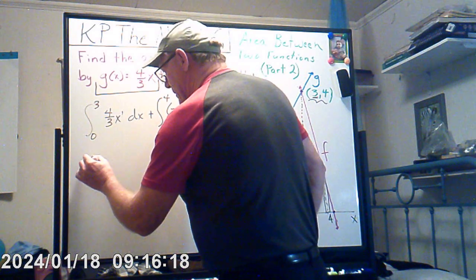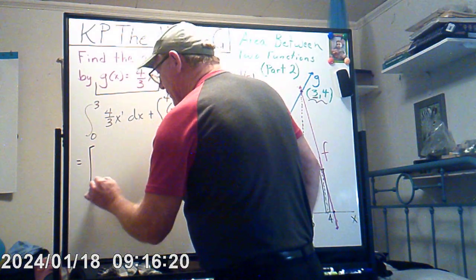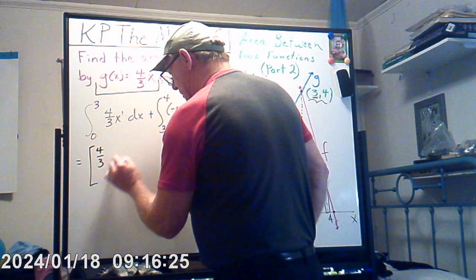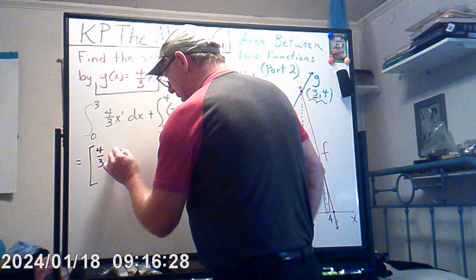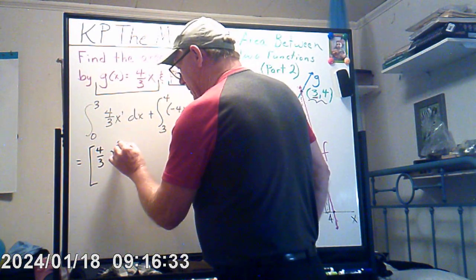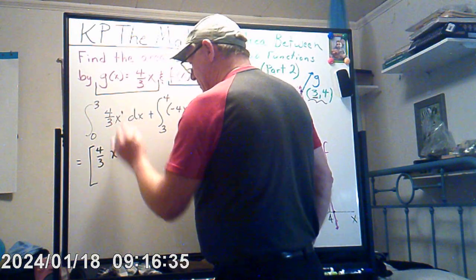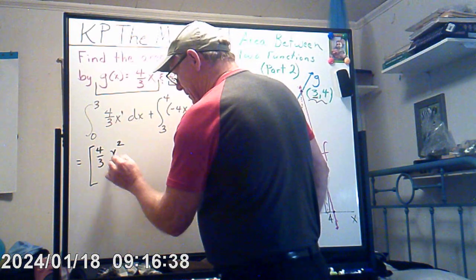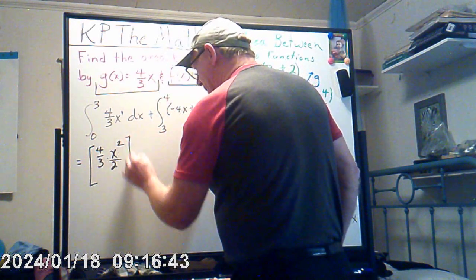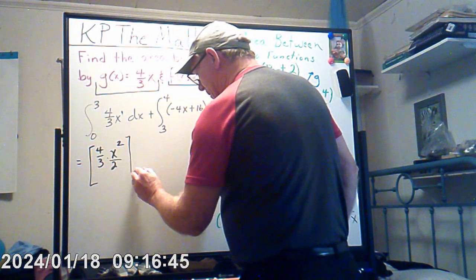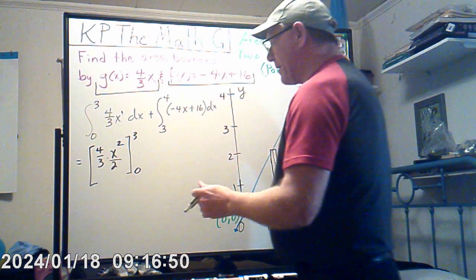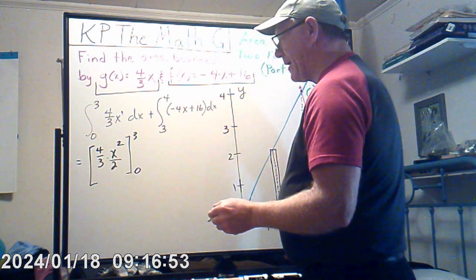Alright, so this is equal to 4/3 x. Leave a little space here. Remember, I'm squaring that, add 1 to 1, I get 2, and I'm dividing by 2 here. And then I've got that part right there from 0 to 3 here. I'm going to go ahead and look at that and see what that is.